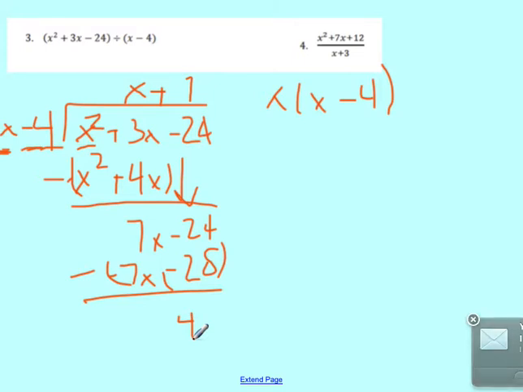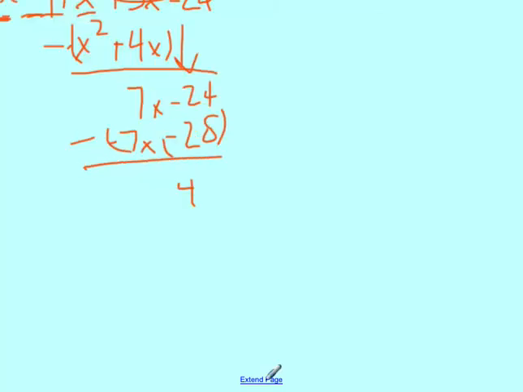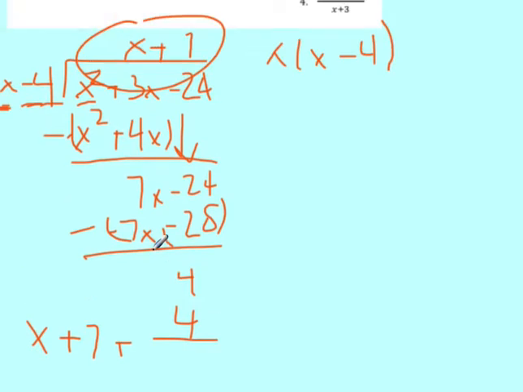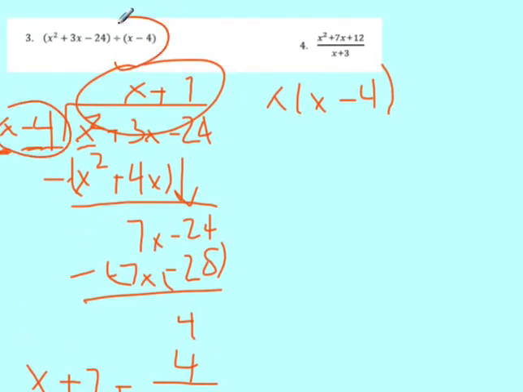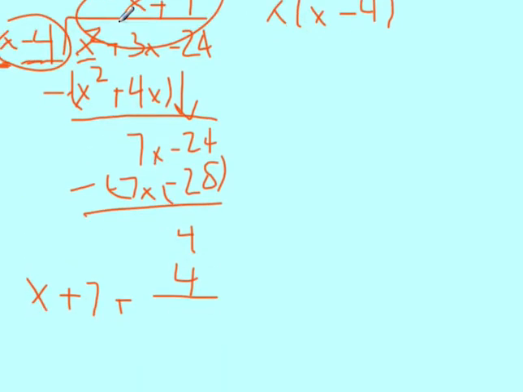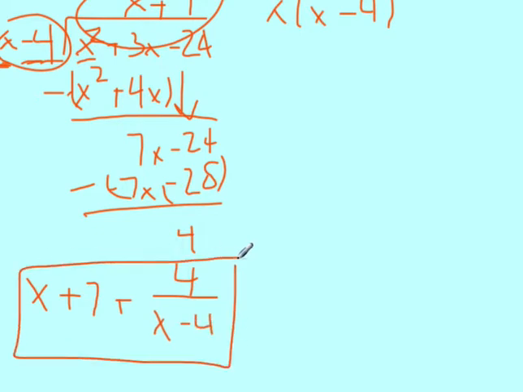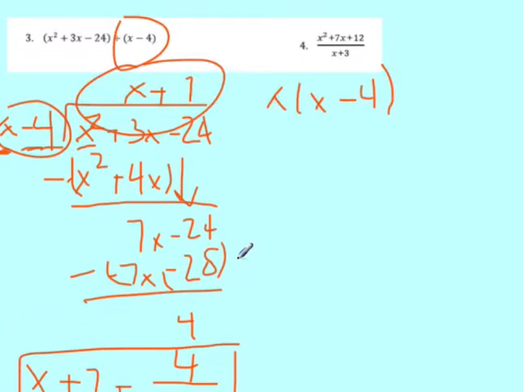So this time I have a remainder. So I am going to take my answer from up there, which is x plus 7. And now here's what you do with the remainder. You're going to take the remainder, which is 4, and you're going to write it over what you were originally dividing by, which is x minus 4. So down here, that's going to become the denominator of your remainder, which is x minus 4. So that's your final answer for number 3.